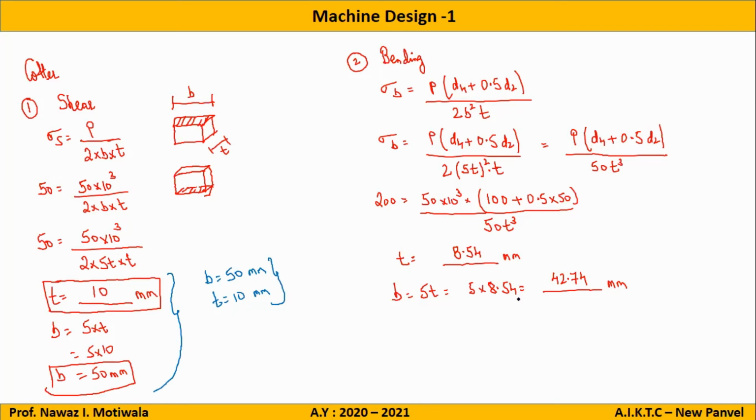And what answer did we get here? We got the answer that B should be equal to 42.74 and T should be equal to 8.54. What does it indicate now? This indicates that these are the minimum values which will keep the cotter safe in bending. So these are the values which will keep the cotter safe in bending, and these are the values which will keep the cotter safe in shear. So now what is the conclusion?